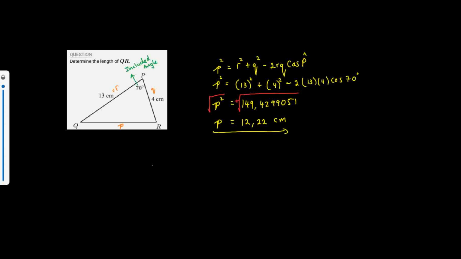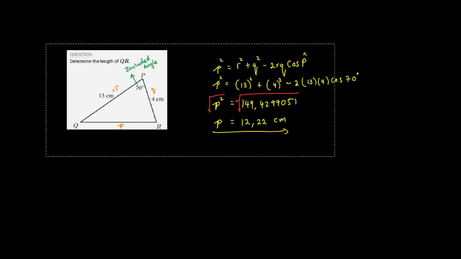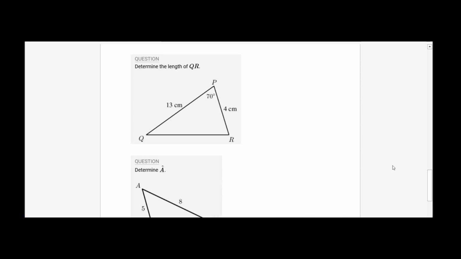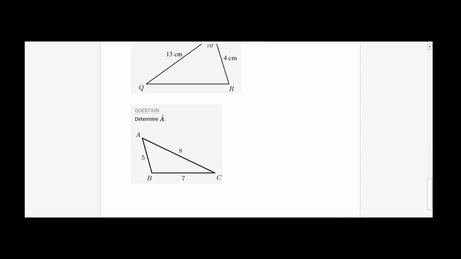Right? So that's how you use the cosine rule. Okay, let's do one more example. The cosine rule, as we said, is very similar to the sine rule. It can help us find unknown sides, but it can also help us find unknown angles as well. And that leads me to the last example for today. So let's quickly look at the last example for today.